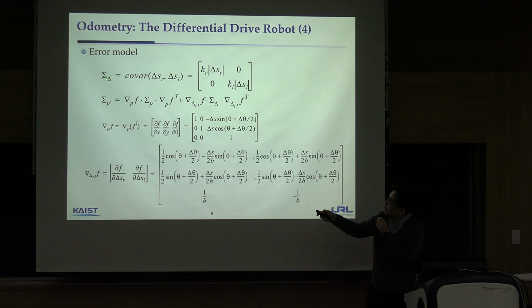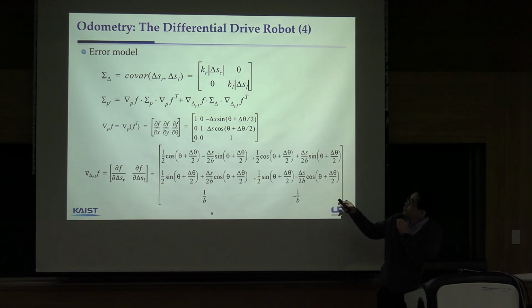So we start from here, covariance of delta, sigma delta. This will be proportional to the distance traveled on both wheels. So we have p plus something, delta x, delta y, delta theta. The error will be propagated like this. Sigma p will be propagated based on the gradient with respect to p, and sigma delta will be propagated based on the variables delta s r and delta s l.